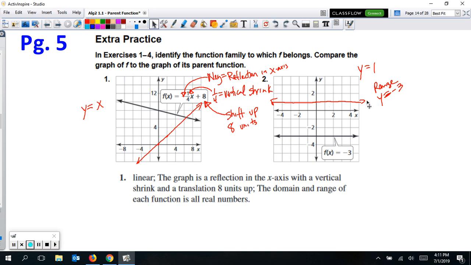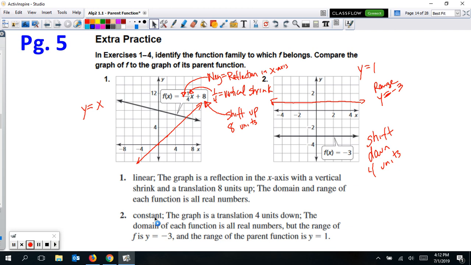So you can see the range on this one has changed. That's one thing that has changed. The range for this was, remember, y equals 1. But now the range is y equals -3. The domain is still the same. The domain is still everywhere, all real numbers left and right. Another thing that you can see has changed: it shifted down 4 units. So there are the differences between the parent function and our new function.